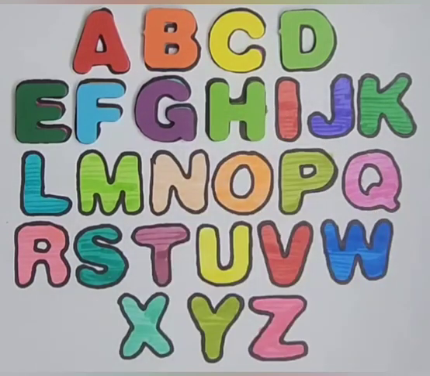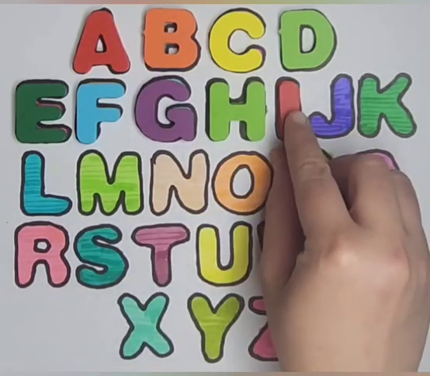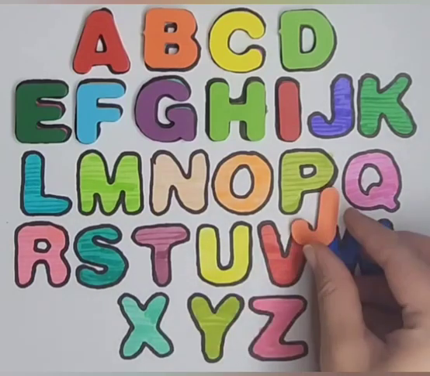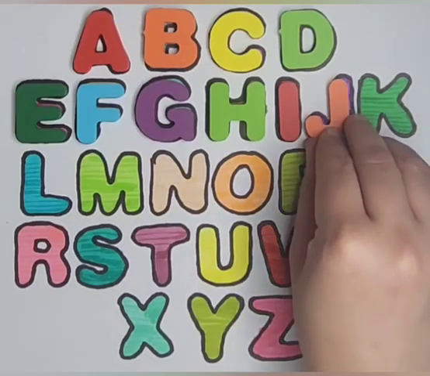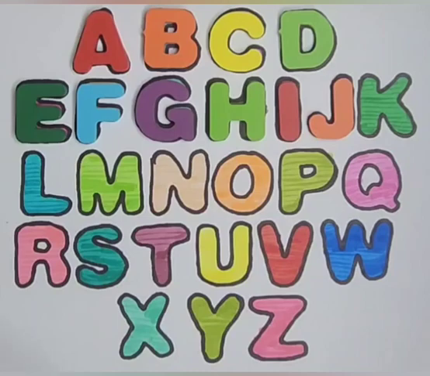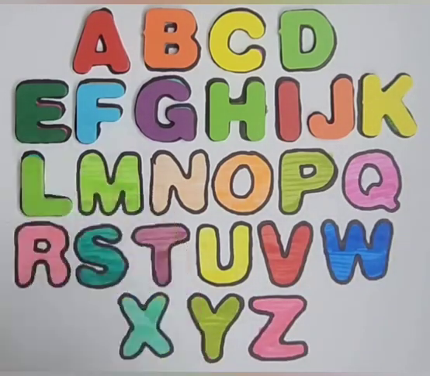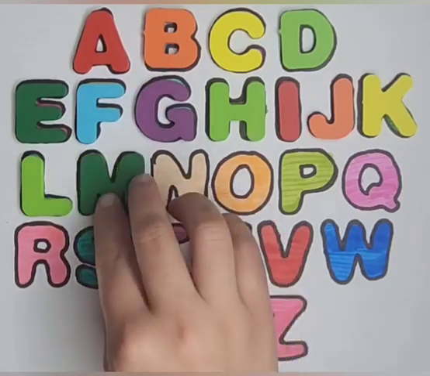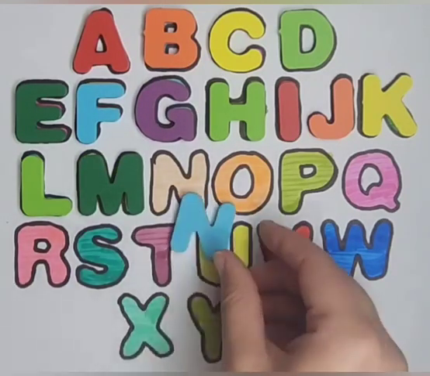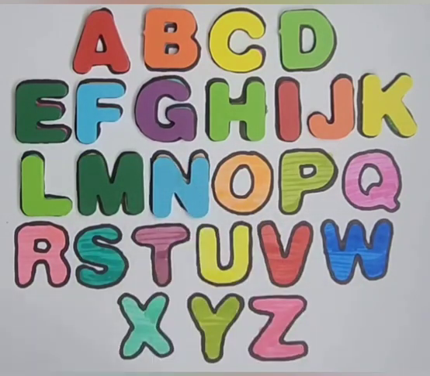H. H is for hen. I. I is for igloo. J. J is for juice. K. K is for kite. L. L is for line. M. M is for mouse. N. N is for nest.